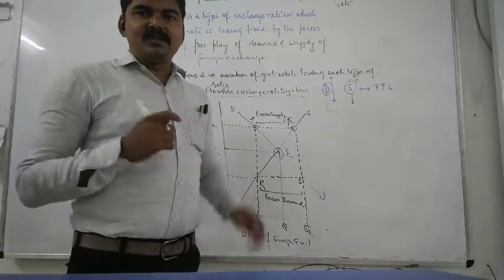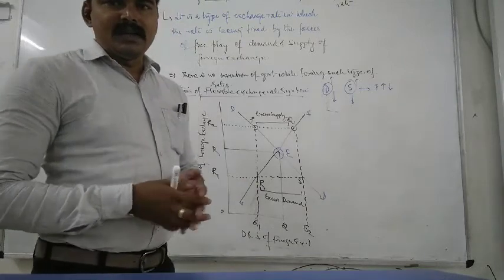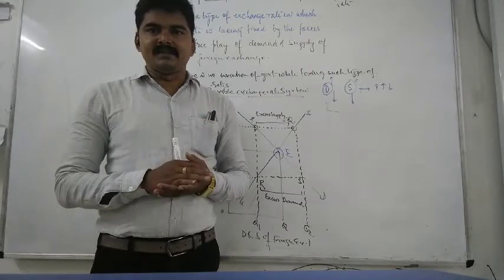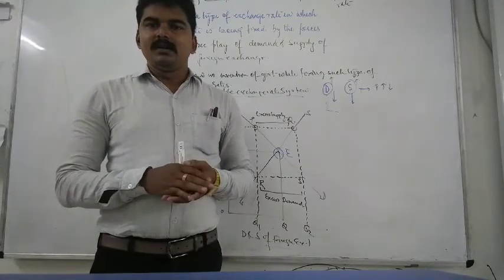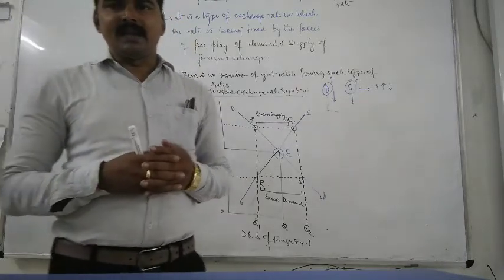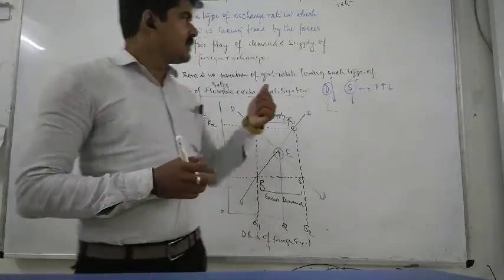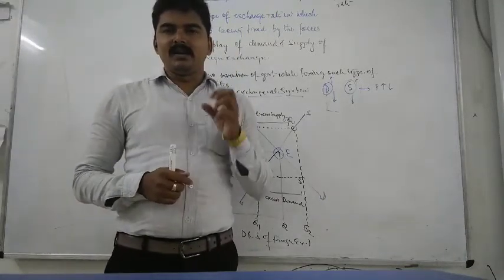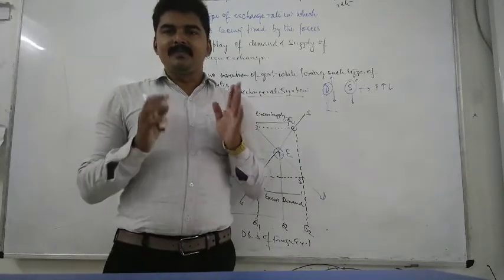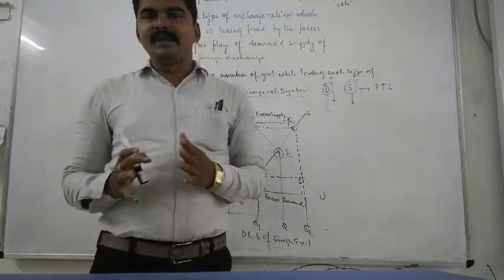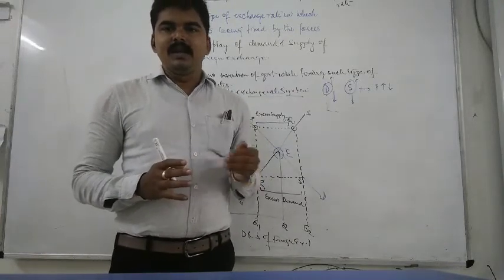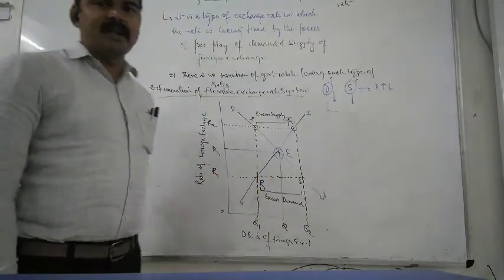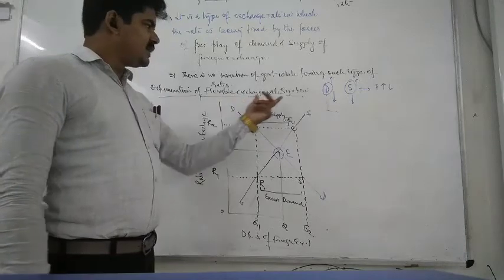It is also called the floating exchange rate system, in which the exchange rate is fixed by the free play of market forces without any intervention of the government. Means the flexible exchange rate system is a type of system in which the rates are fixed by the free play of market forces, in the presence of the consumer and the producer of the foreign exchange.